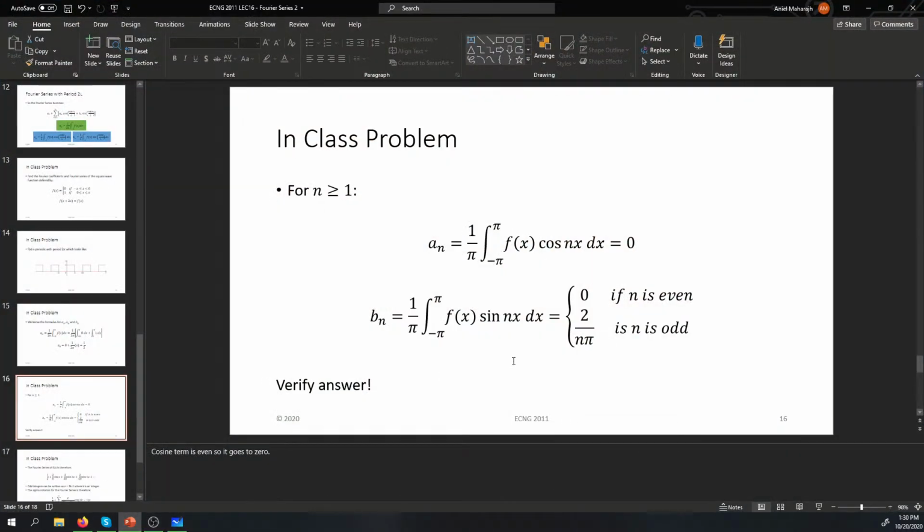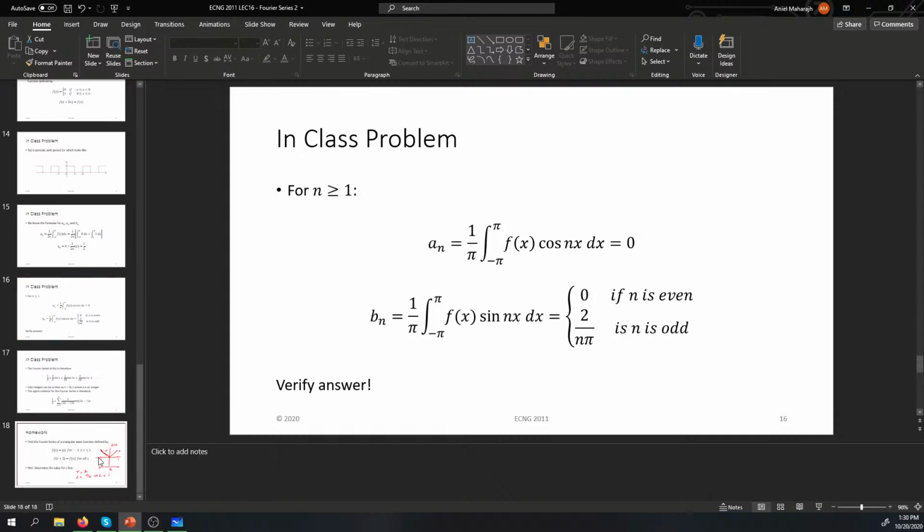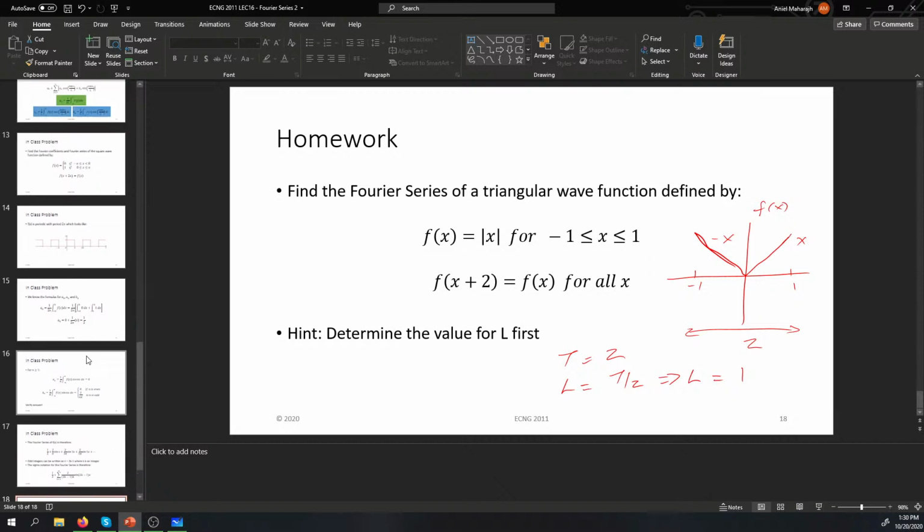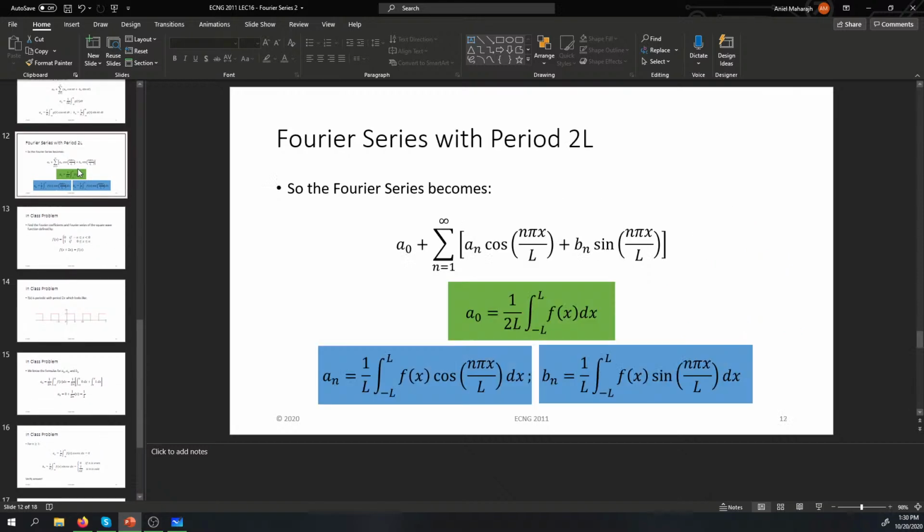Right. So in attempting this particular problem, just make sure that when you're using the Fourier series equations here in particular, you want to be using these forms for a0, an, and b of n here.